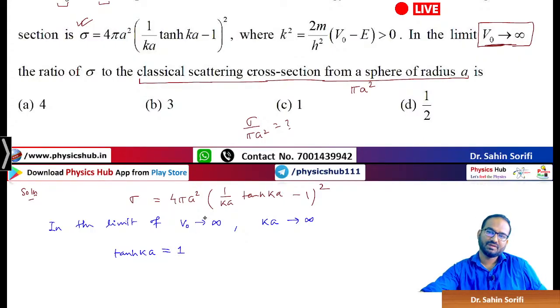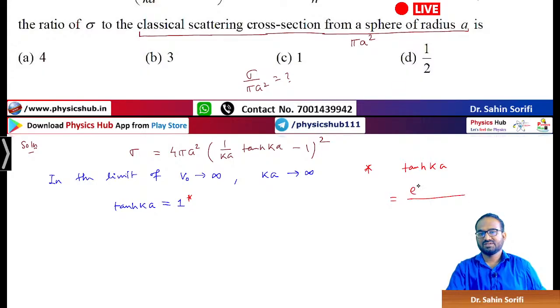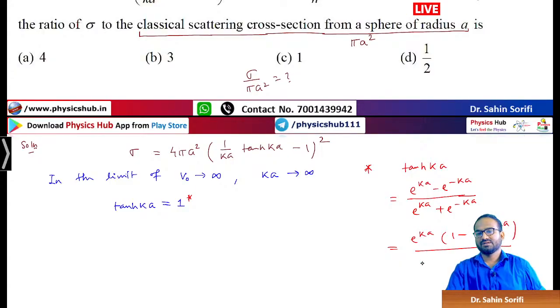Now how is tan hyperbolic K equal to 1? Let me show you this calculation here. Tan hyperbolic K is the ratio of sine hyperbolic K and cos hyperbolic K. Sine hyperbolic K is e to the power K minus e to the power minus K divided by 2, and cos hyperbolic K is e to the power K plus e to the power minus K by 2. So the 2 gets cancelled. If I take e to the power K common, we have 1 minus e to the power minus 2Ka divided by 1 plus e to the power minus 2Ka.